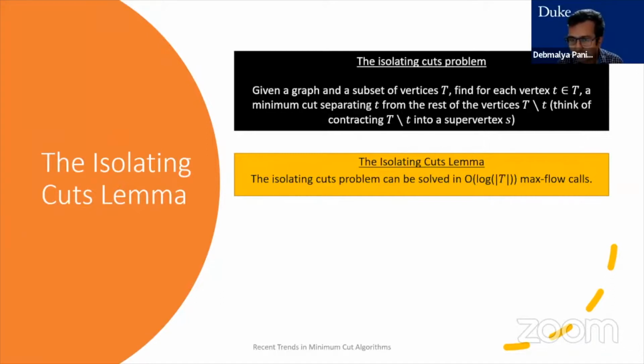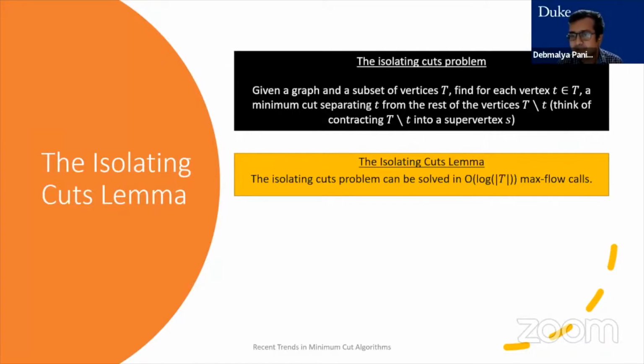Okay, so yesterday I talked about the isolating cuts lemma. Let me quickly recall what that lemma said. The isolating cuts problem is the following. I give you a graph and a subset of vertices in that graph, and I ask you to find the minimum cuts that separate each individual vertex in this subset from all the other vertices of the subset. So for every vertex little t in this subset capital T, I want the minimum cut that separates little t from the rest of the vertices, capital T minus little t. That's what the isolating cuts problem is.